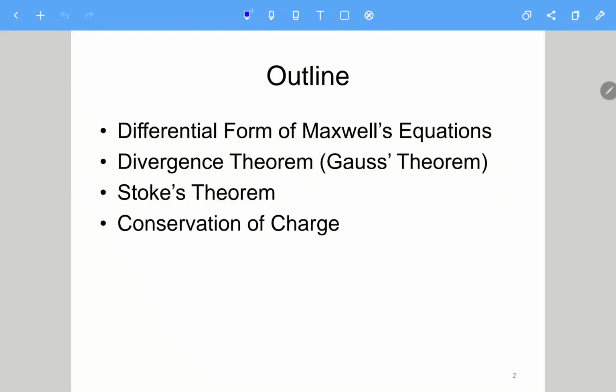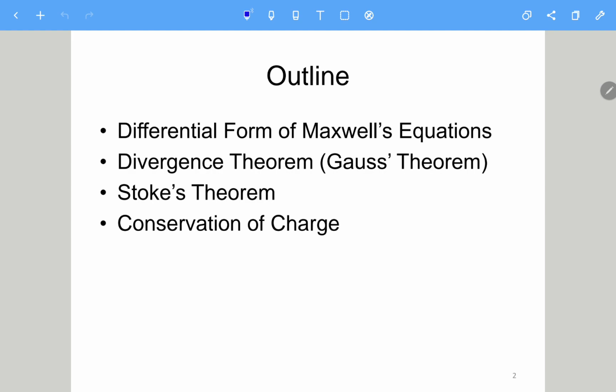So this is the outline for the supplementary notes for chapter 32. First I will let you know what the differential form of the Maxwell equations is. As we have learned in this chapter or in earlier chapters, we have Gauss's law, Ampere's law, and Faraday's law. All these equations are in integral form.